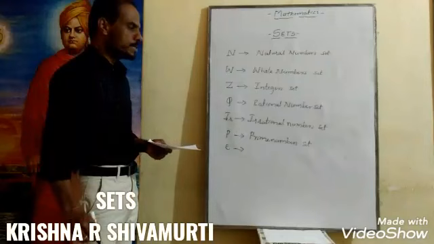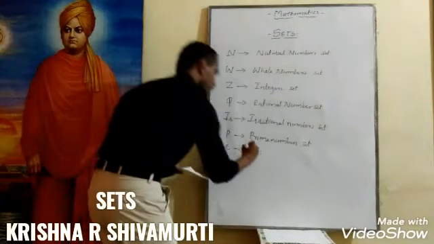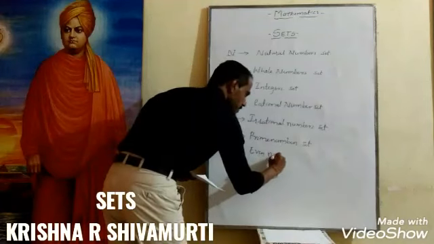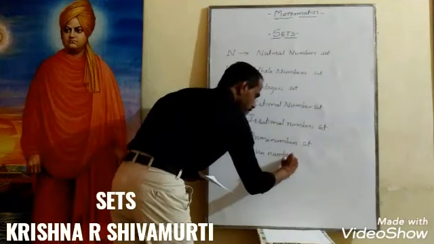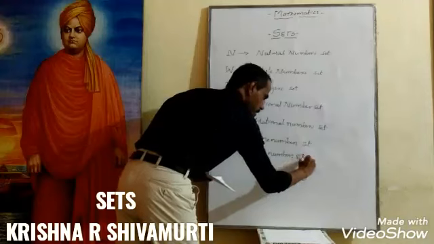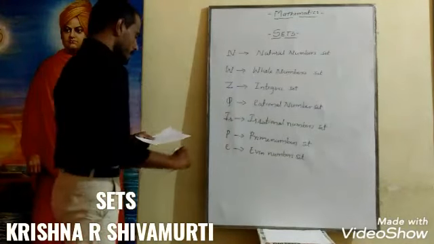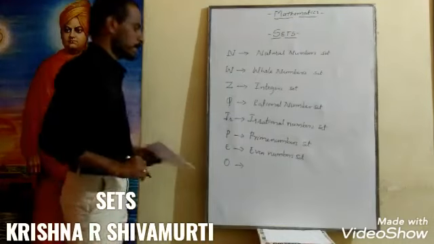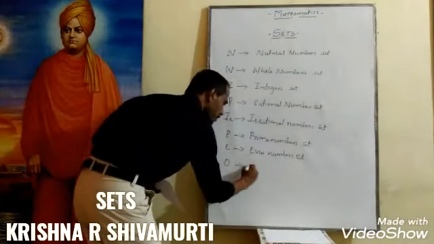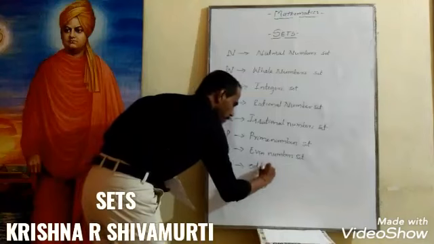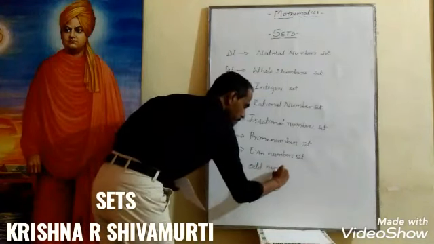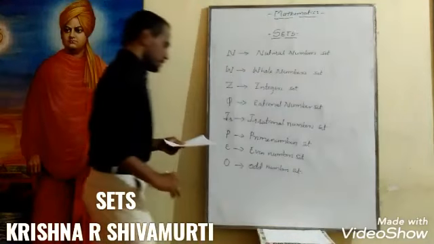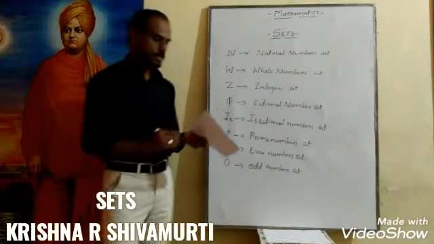Capital E is which number set? Yes, even numbers set. And capital O, not the small o, capital O. You already know? Definitely, odd numbers set. Okay students.